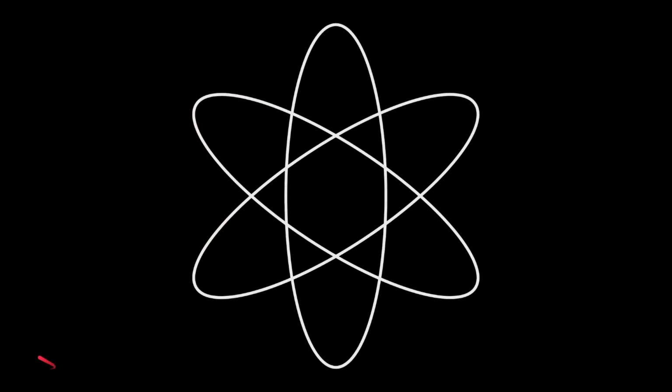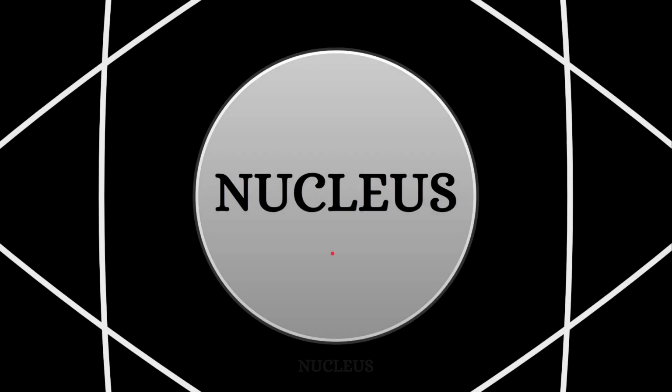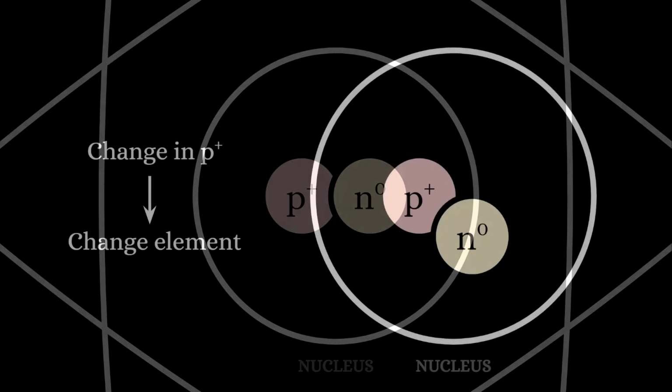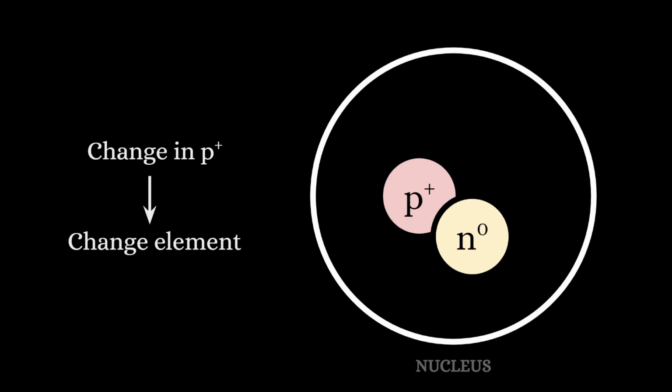So the atom has a nucleus in the center, which is a lot smaller than this very inaccurate graphic that I have here, but bear with me. And the nucleus is made of two particles, protons, which are positively charged, and neutrons that have no charge. Changing the amount of protons changes what element the particle is.